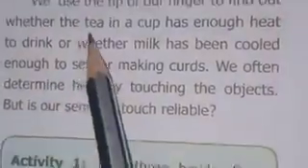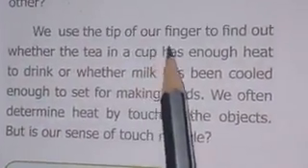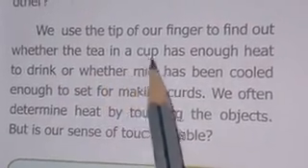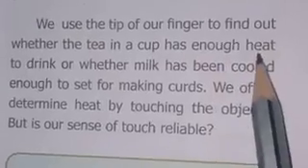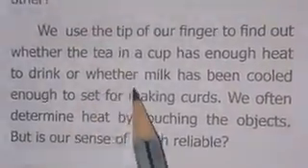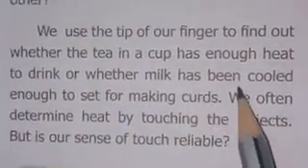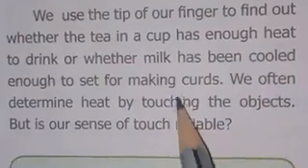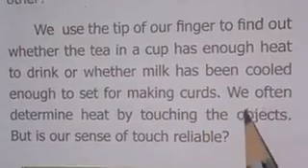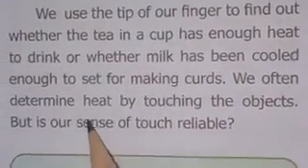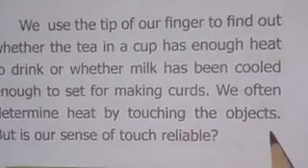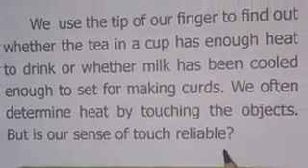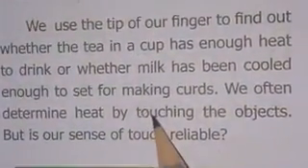We use the tip of our finger to find out whether the tea in a cup has enough heat to drink, or whether milk has been cooled enough to set for making curds. So we often determine heat by touching the objects, but is our sense of touch reliable? See children, here I will explain.